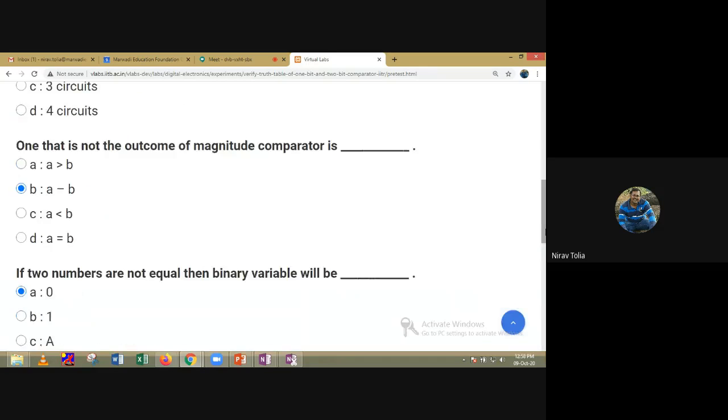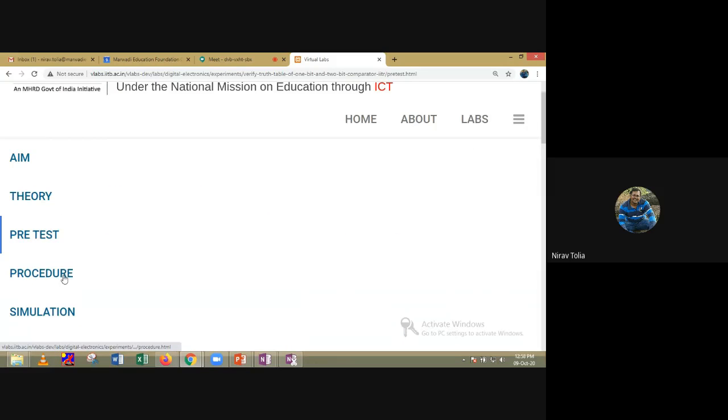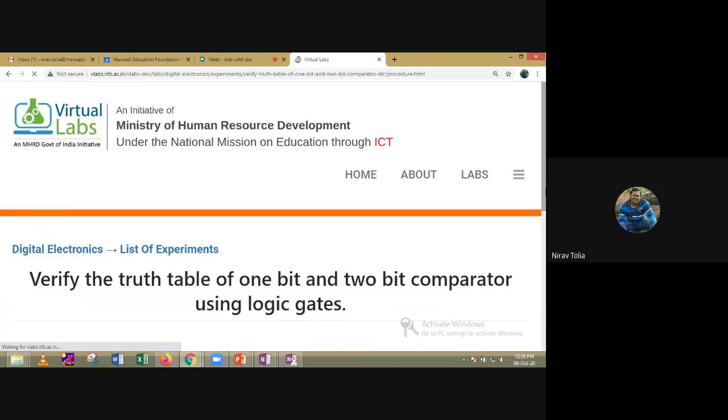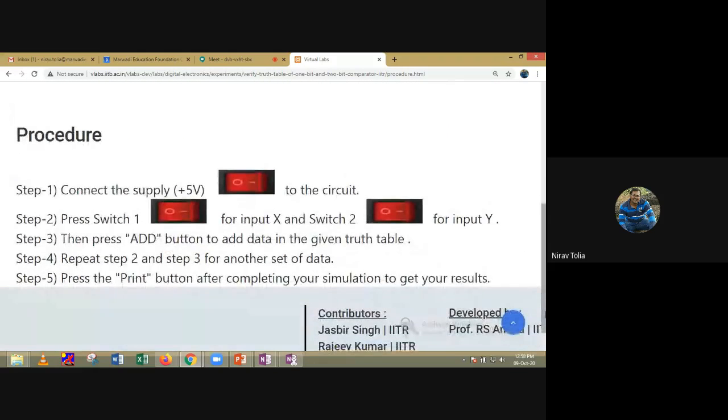Okay, so let's move to the procedure. Again, the procedure is common for almost all. We have the switches. So we have two inputs here. Instead of inputs A and B, we have inputs X and Y. So it's the same, either it is A and B or X and Y. It doesn't affect. We have to compare by switching on and off, and we also have a switch for the power supply because the IC requires a power supply.